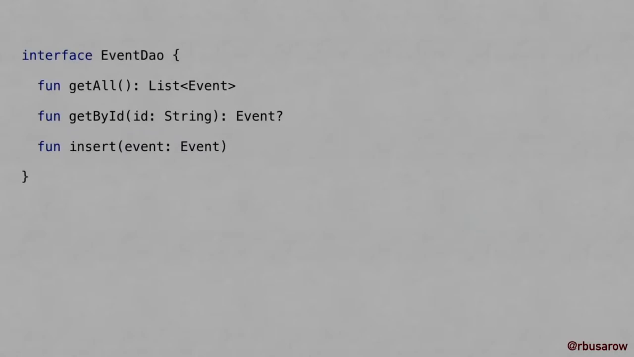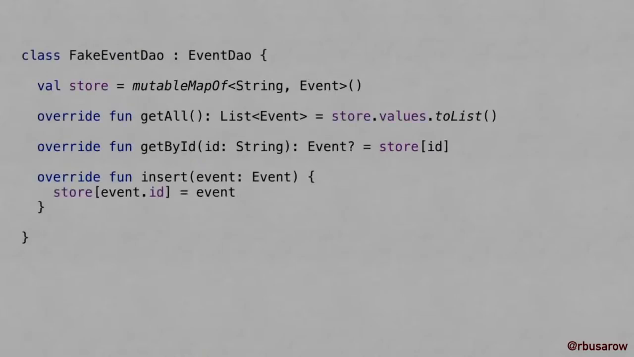So instead, let's say that we have some interface for a DAO, for events. Now events aren't a string, they're a big complex thing. And we can make a fake version of this DAO, which is backed by a mutable map and has the key of this ID string, just like it would in a database. Now these functions of getAll, getByID, and insert, we can create Java implementations of those which mirror what would be done in SQLite.